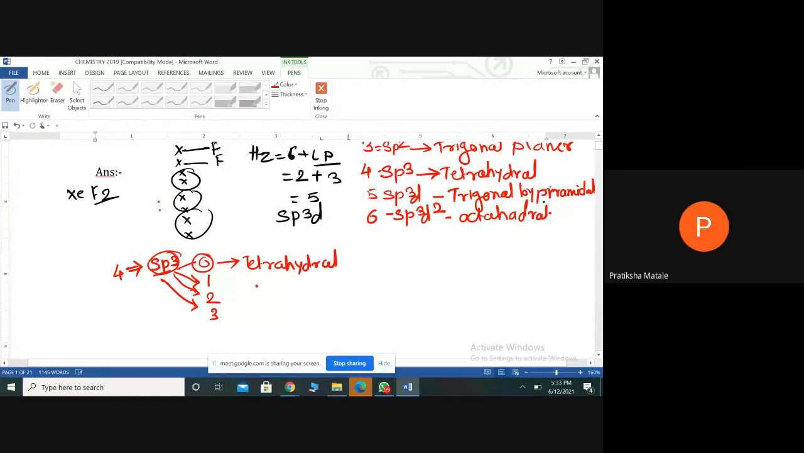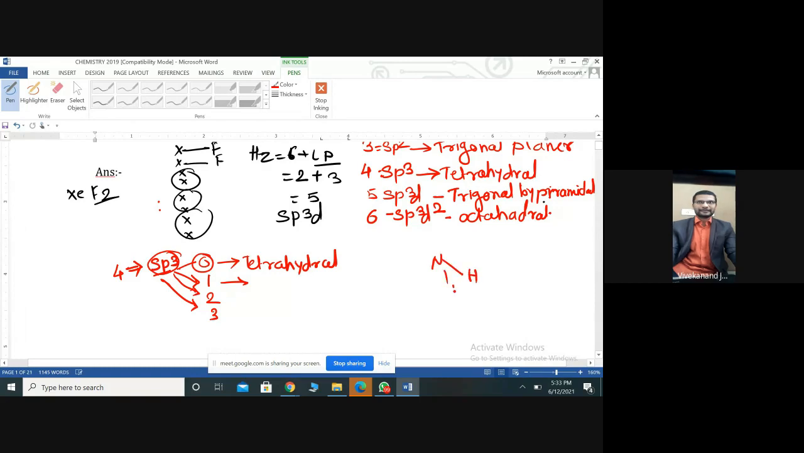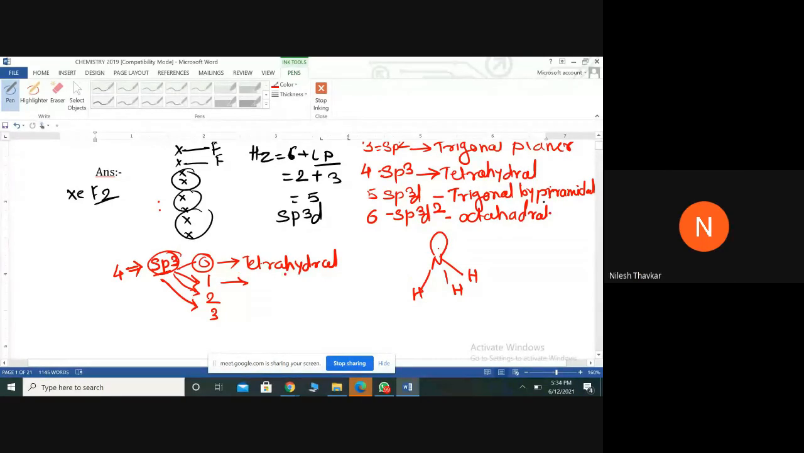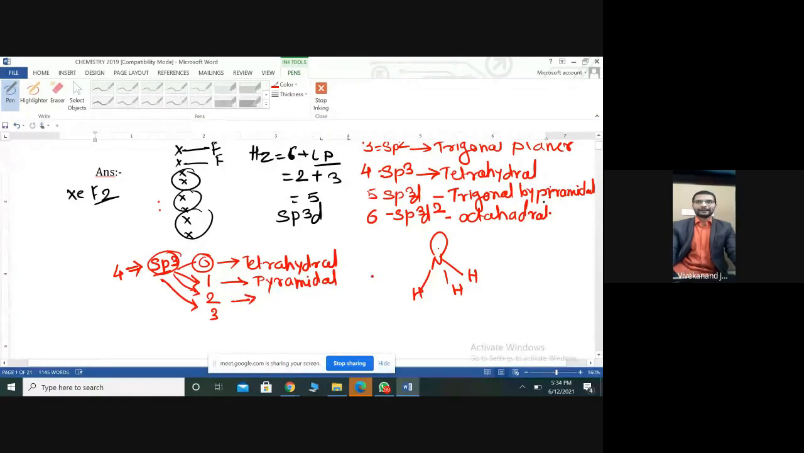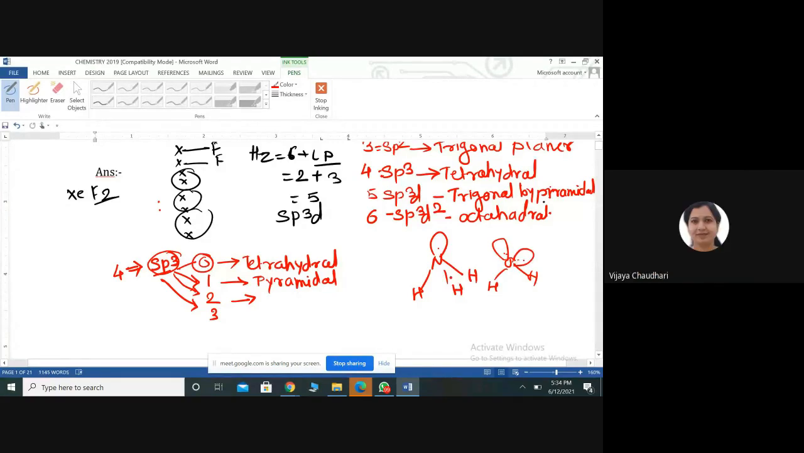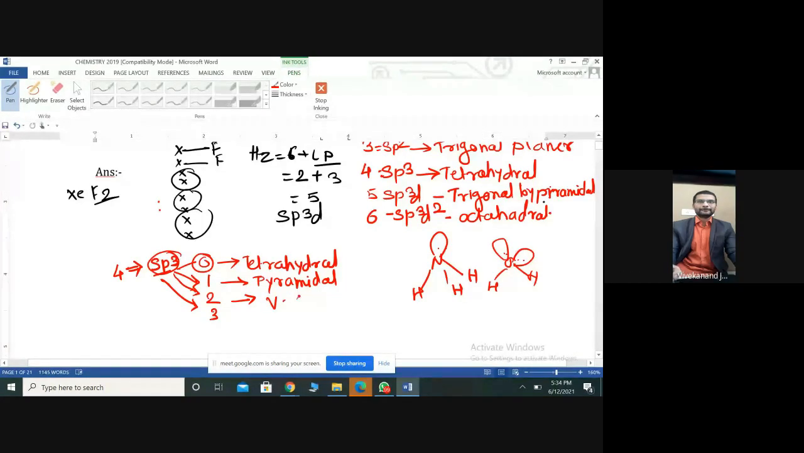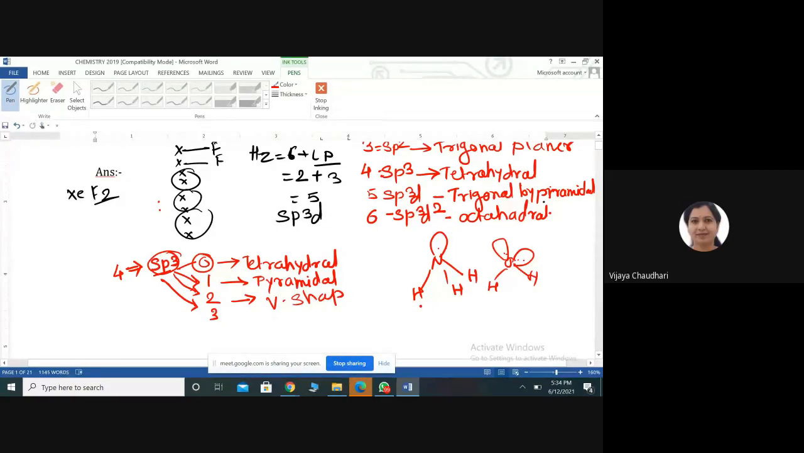Yes, sir. If we have 1 lone pair, it means we have this structure, just like ammonia. We have 1 lone pair with it. Trigonal pyramidal, or we can say pyramid. If I have 2 lone pairs, I remove 1 hydrogen and a lone pair comes into the picture. We say this one is V shape.